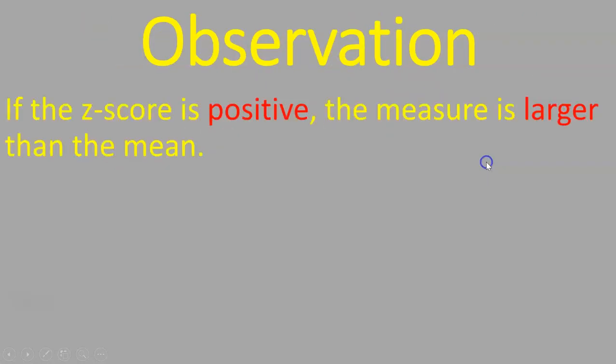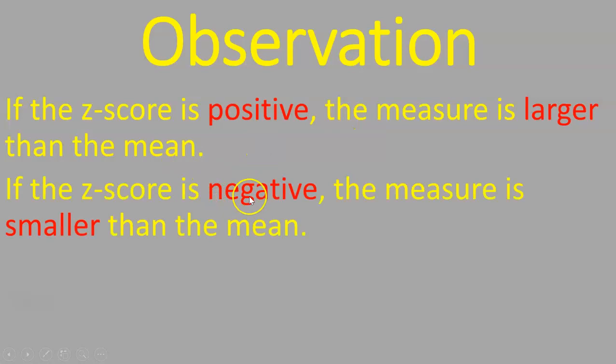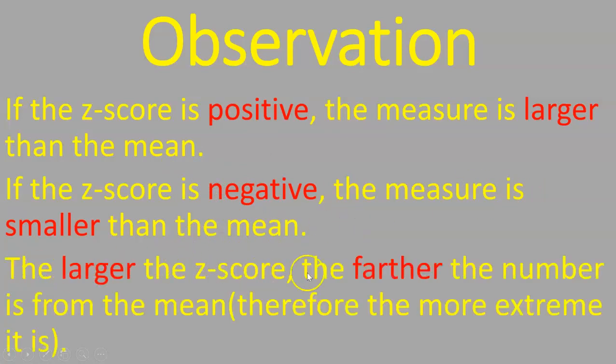Some observations here. If the z-score is positive, the measure is larger than the mean. If the z-score is negative, the measure is smaller than the mean. The larger the z-score, the farther the number is from the mean, and therefore the more extreme that number is. Again, when you look at z-score tables, which we'll get to later, z-scores are typically not very far away from 0. So to say 2 or 3 would be a large z-score.